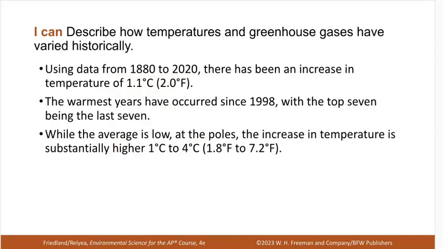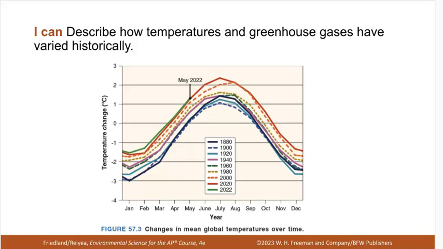All right, so you can see here that we're using data from 1880 to 2020. So one thing to realize is that we did not really have accurate temperature equipment in the past. So even though we have records of temperature, they weren't particularly accurate until the past maybe 150 years. The warmest years have occurred since 1998, with the top 7 warmest being the last 7 years. The average warming is low, about 1 degree Celsius, but at the poles it is higher, about 1 to 4 degrees Celsius, which is about 1.4 Fahrenheit to 7.2 Fahrenheit. And that's significant because the poles really kind of drive a lot of the weather and climate for the rest of us.